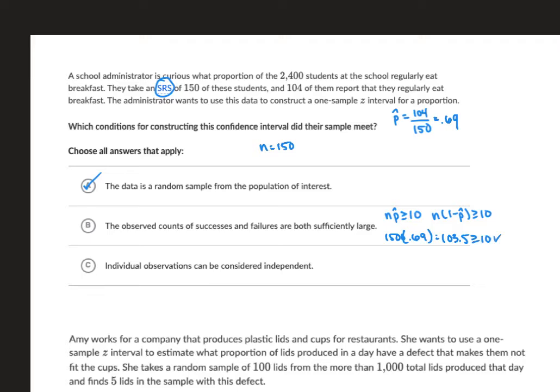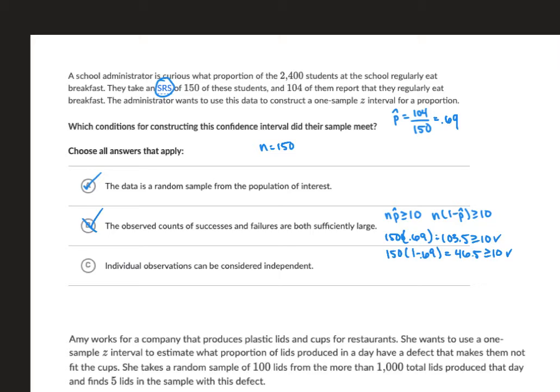And then we have to check that n times 1 minus p hat is greater than or equal to 10. So 150 times 1 minus 0.69 is 46.5. That's greater than or equal to 10, so that condition is also met. The observed counts of successes and failures are both sufficiently large.